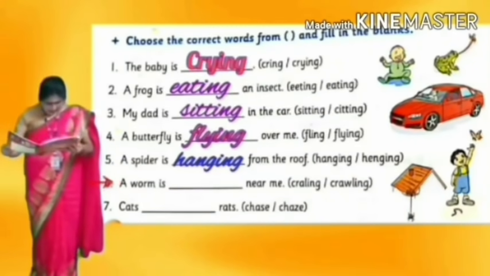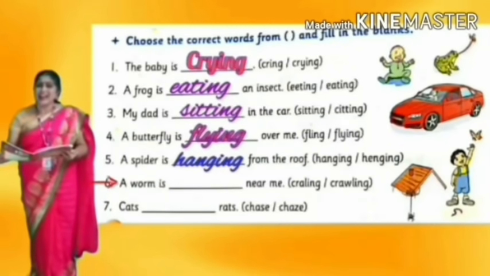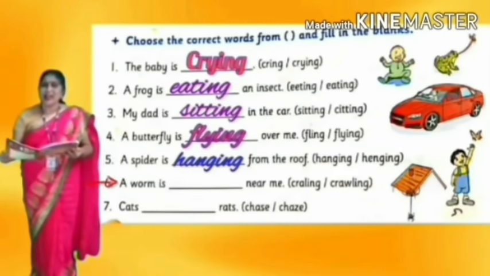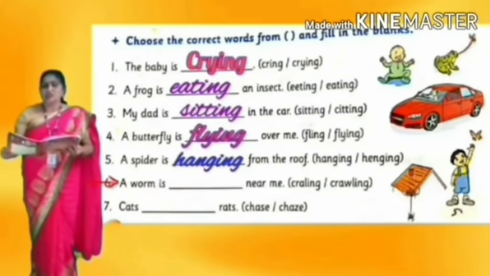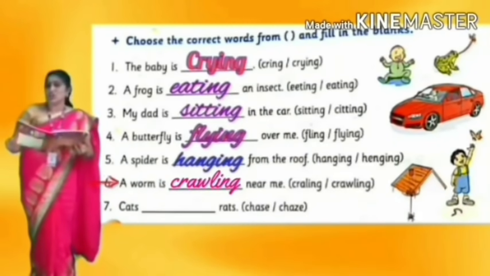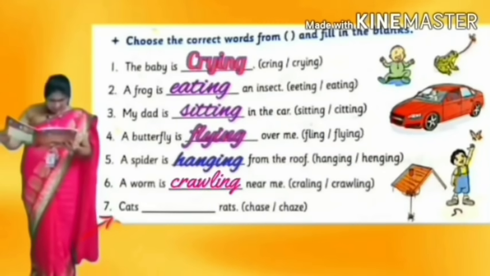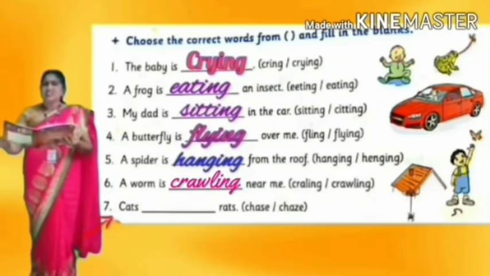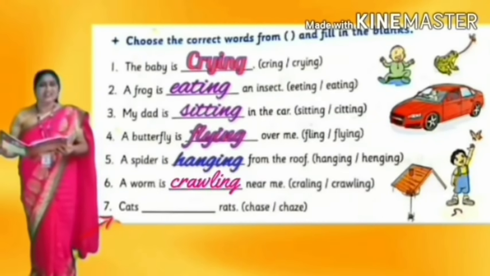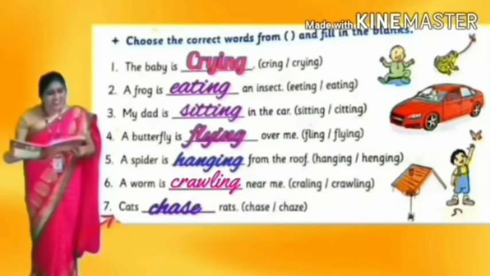A worm is dash near me. Crawling. C-R-A-L-I-N-G. The next, C-R-A-W-L-I-N-G, crawling. So you have to write C-R-A-W-L-I-N-G, crawling. Next, cats dash rats. Chase, C-H-A-S-E, chase, C-H-A-Z-E, chase. So you have to write C-H-A-S-E, chase.